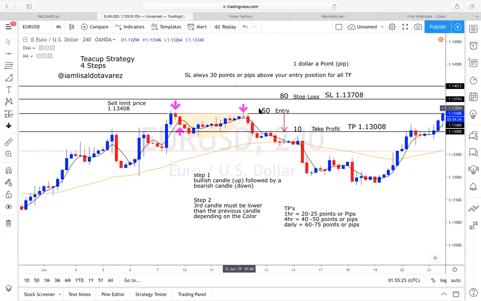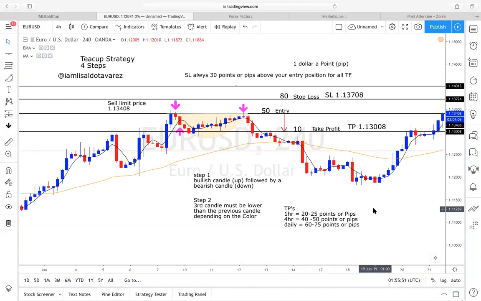So now, there's 4 steps to the strategy, guys. Stop loss, always 30 pips or points above your entry position, right? Take profit, it all depends on your time frame. 1 hour, 20 to 25 points of pips. 4 hour, 40 to 50 points of pips. You decide. Daily, 60 to 75 points of pips.